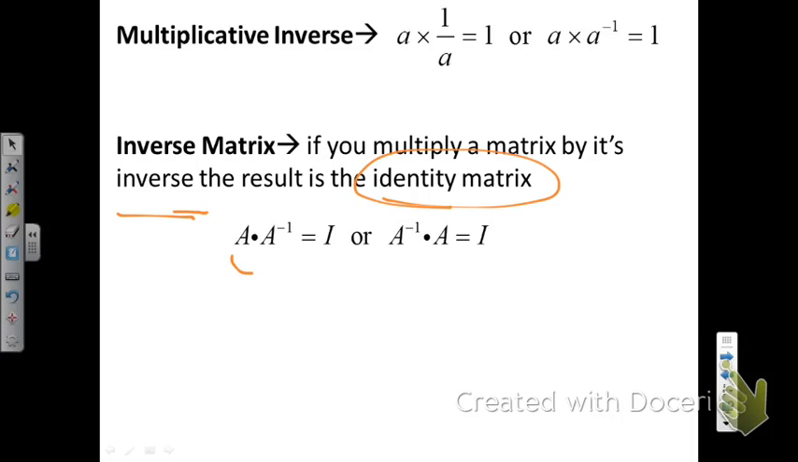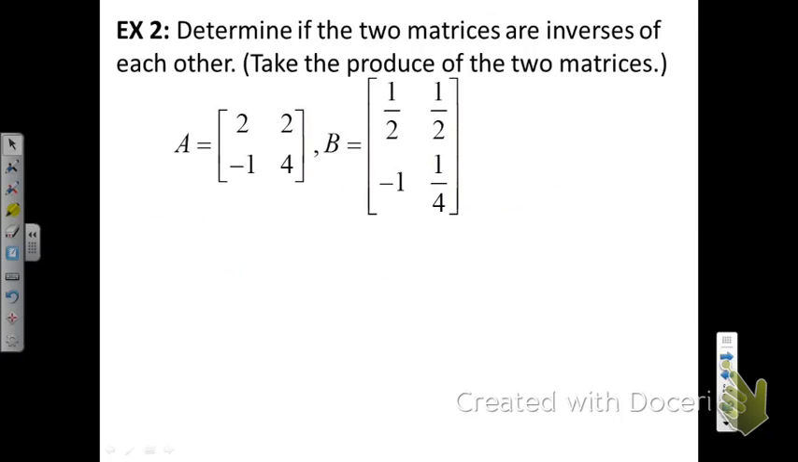And notice once again that this order does not matter, that as long as we multiply an inverse by its matrix, we should be able to get the identity matrix. And we're going to use this idea to verify whether or not we have 2 matrices that are inverses of each other on the next example. So here it says, determine if the 2 matrices are inverses of each other. You're going to take the product of the 2 matrices. So that means you're going to multiply these 2 matrices together. And this is a good review for us, since we did multiplying of matrices before Christmas.